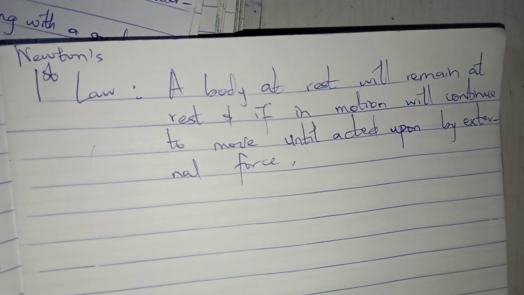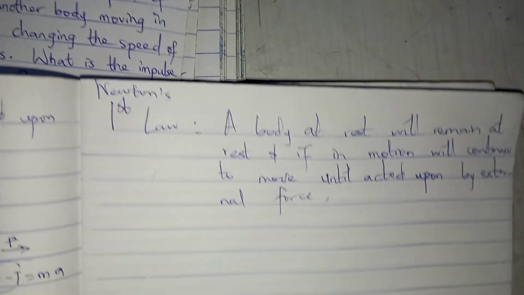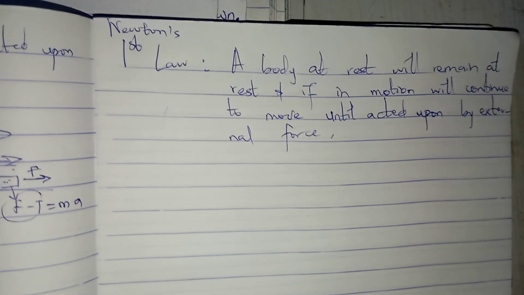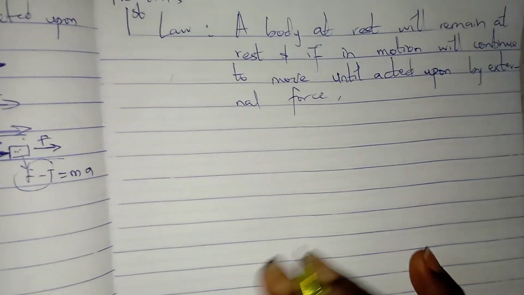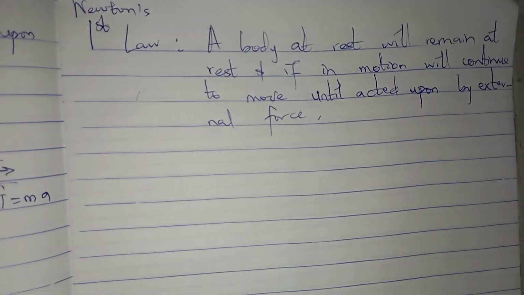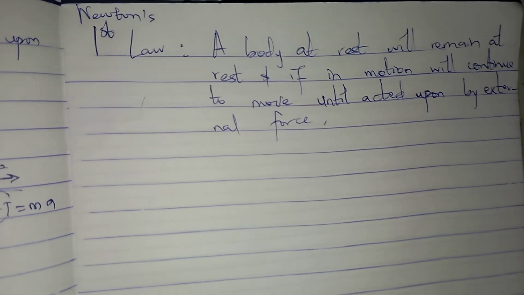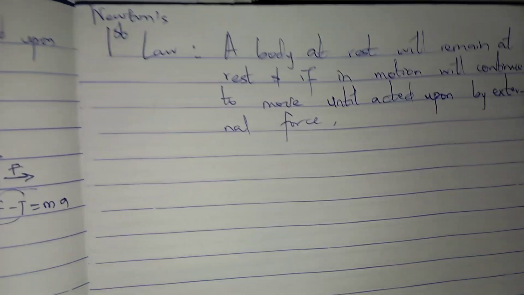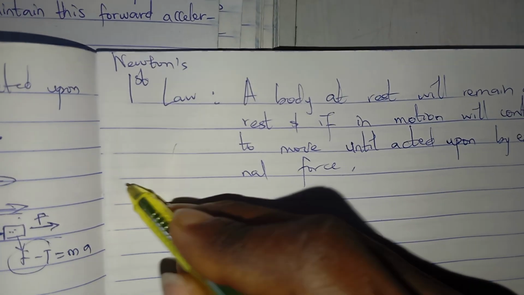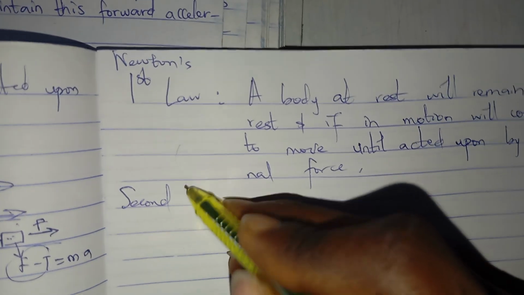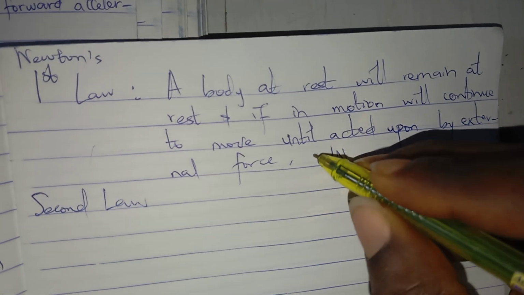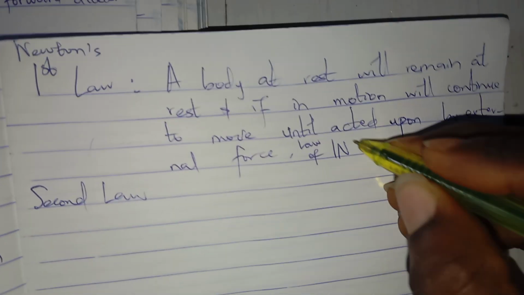Like I normally tell my students jokingly, this law was invented when there was no phone, because if you keep your phone and leave, it will not remain at rest. Something must happen to it. So you can see an external force acted upon it. So that's the first law. Please note that this first law is also called the law of inertia. Next is Newton's second law.